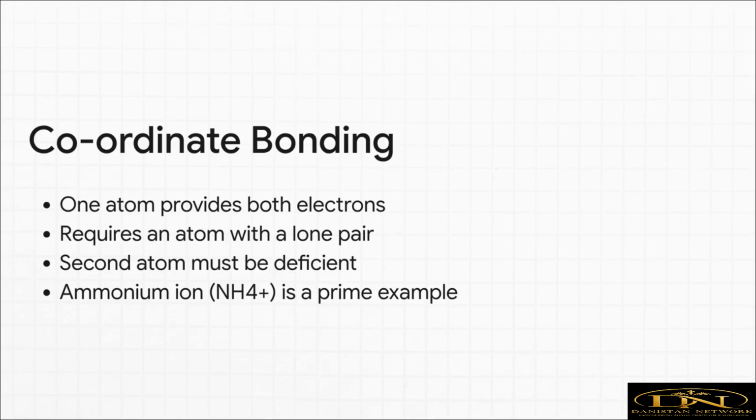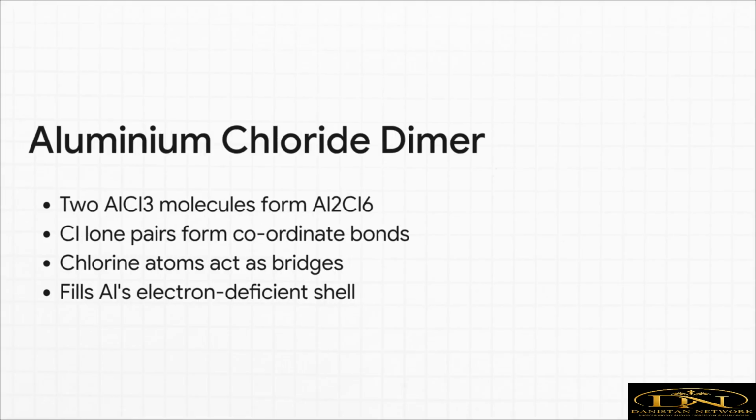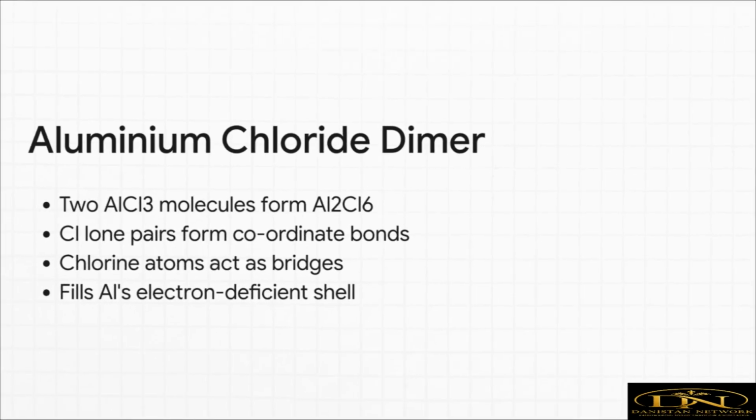The nitrogen generously provides both electrons to the completely empty hydrogen ion, and to distinguish this in our formulas, we represent it with an arrow pointing strictly away from the donating lone pair, right toward the accepting atom. We actually see this brilliantly illustrated in another fascinating molecule, aluminum chloride. At high temperatures, it just exists as simple AlCl3 molecules, but that central aluminum is totally electron deficient. It still needs 2 electrons to complete its outer shell. It's literally starving for electrons.